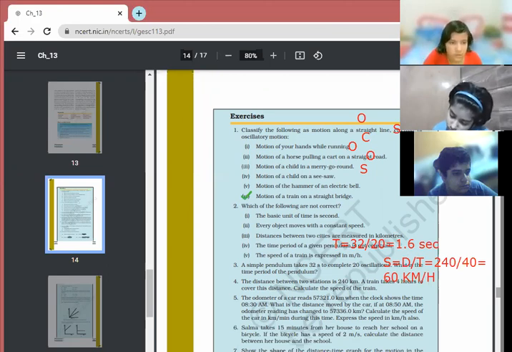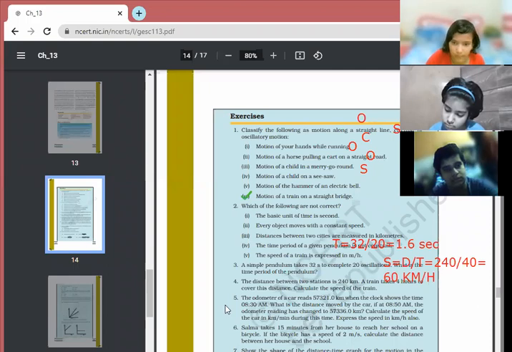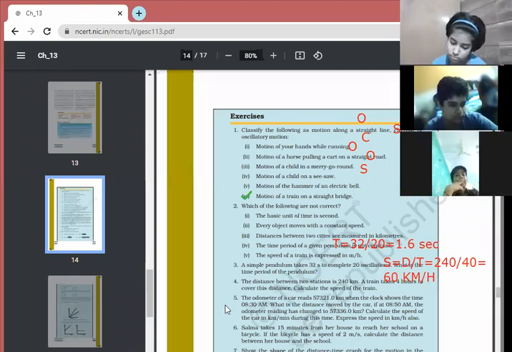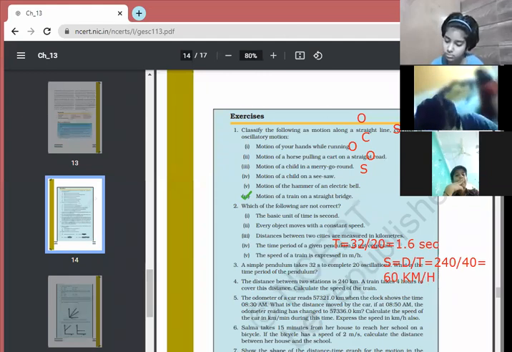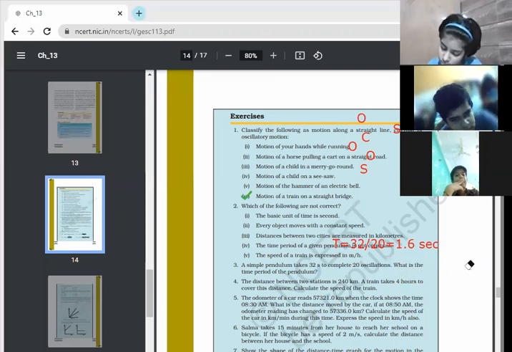Excuse me, ma'am. Yes, tell. Ma'am, the answer of question number 3, I think it is 6 kilometers per hour. Yes, it will be 60. Kindly make the corrections. Okay, you can make the corrections yourself. Okay, number 5 is this.